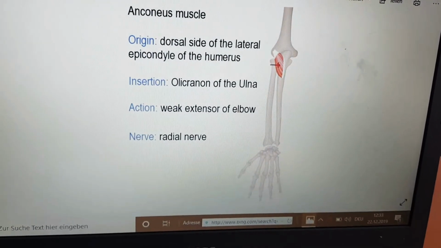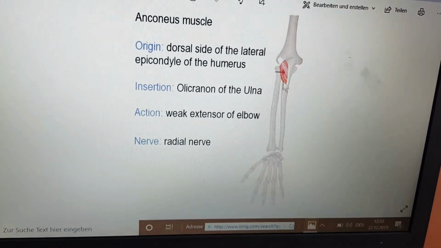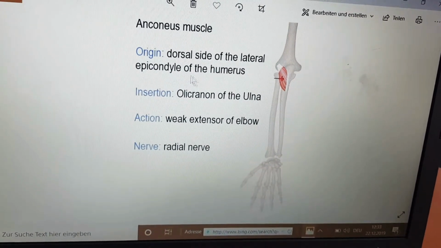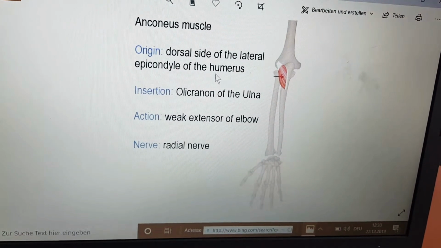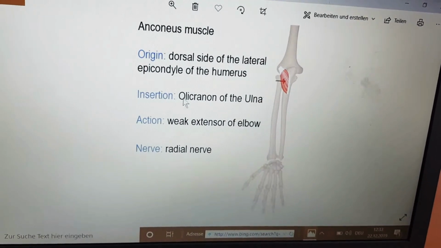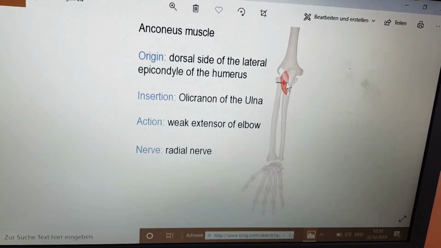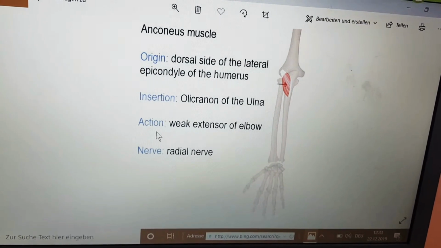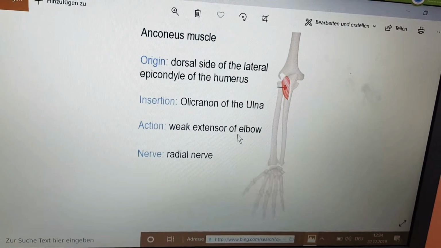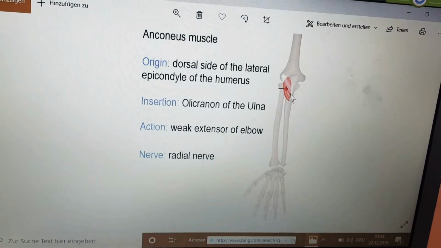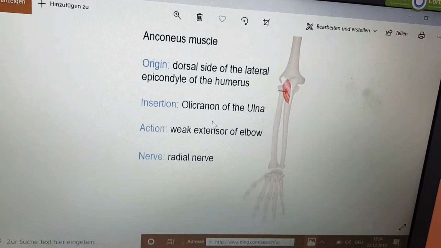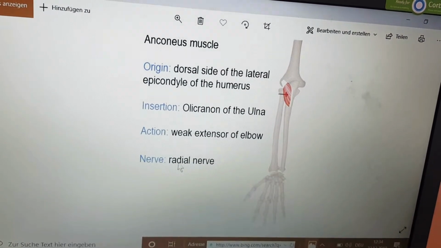So the anconeus muscle, this is a small muscle. You see it here in the elbow. The origin of this muscle is the dorsal side of the lateral epicondyle of the humerus. And the insertion of this muscle is the olecranon of the ulna here. The action of this muscle is a weak extensor of the elbow. It makes the extension of the elbow, but this is a weak muscle. The nerve supply of this muscle is the radial nerve.